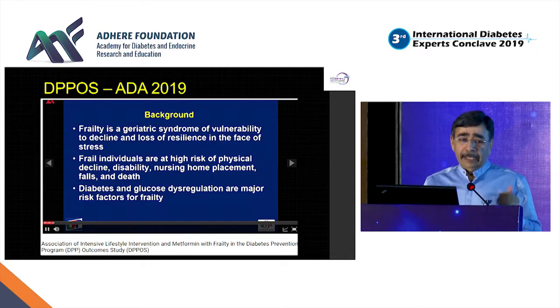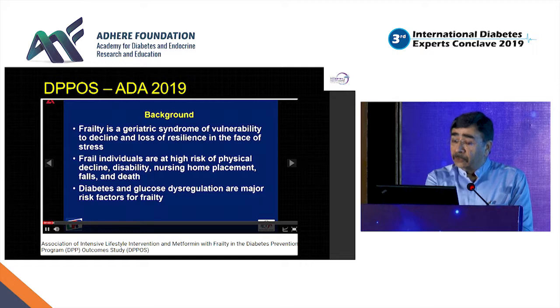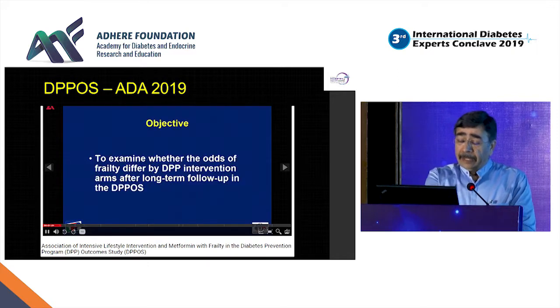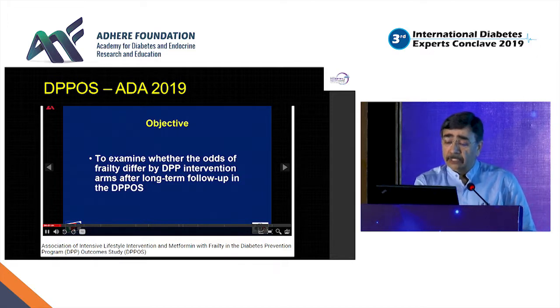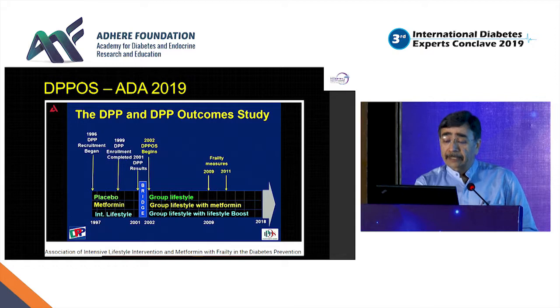Now, interestingly, I came across this study published at ADA 2019. This is a DPP outcome study which looked at frailty in patients who were treated with lifestyle interventions or metformin or a placebo. And the idea of this study was to examine whether the odds of frailty differ in different DPP intervention arms. As we know, in DPP, there were 3 treatment groups: intensive lifestyle intervention, metformin, and placebo, each arm involving almost 1,070 patients. And the DPP recruitment began in 1996.